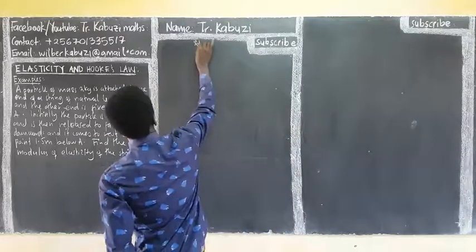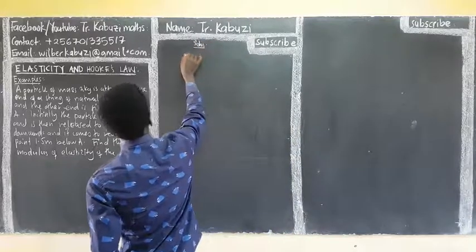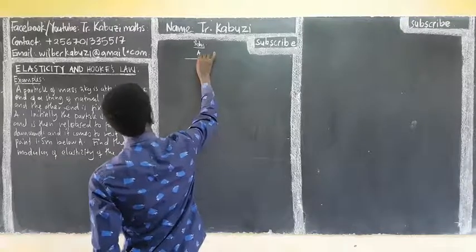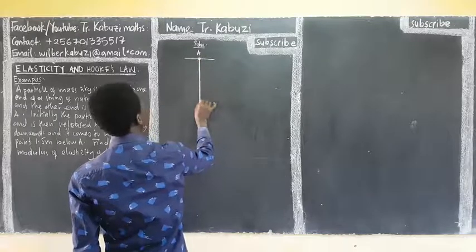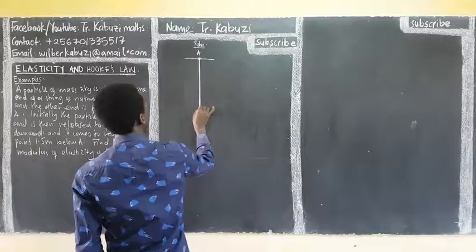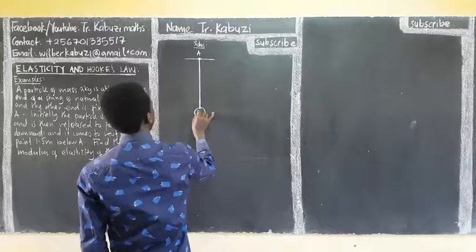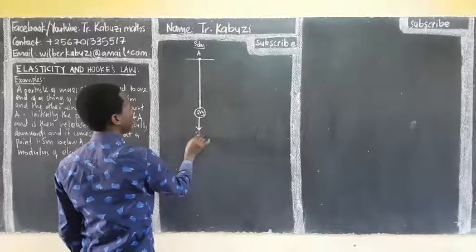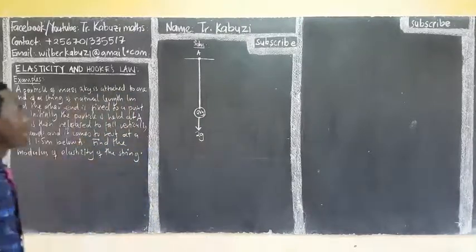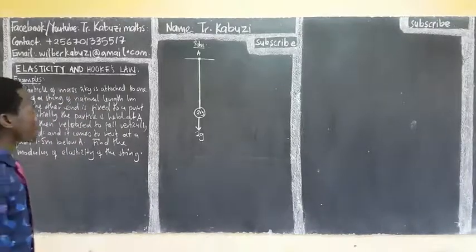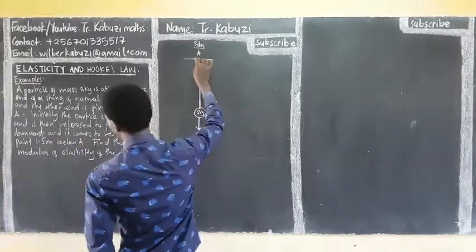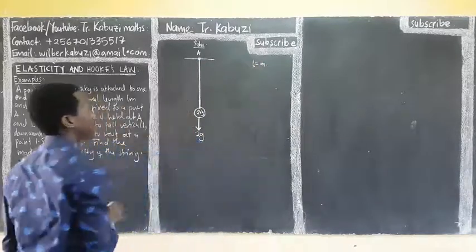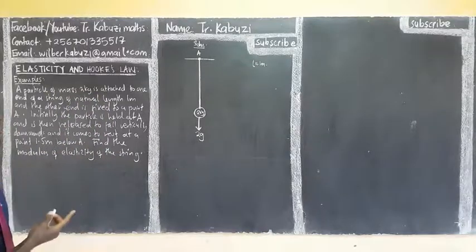So feel free to do a simple sketch. This is our A, so this is fixed there. Then the other end, we are attaching a particle of mass 2 kilograms. So here we have a 2 kilogram mass. Of course, it's going to have weight acting on it, mass times g. Now, they are telling us that our L is 1 meter. They are not telling us anything about the extension.